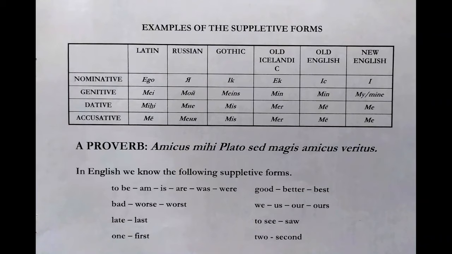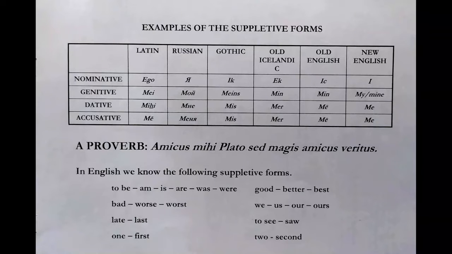Now, some examples of the suppletive forms. For example, Latin ego in nominative case, in Russian ya, Gothic ik, Old Icelandic ek, Old English ich, and New English I. Genitive case form: Latin mei, Russian moi, Gothic meina, Old Icelandic min, Old English min, New English my and mine.